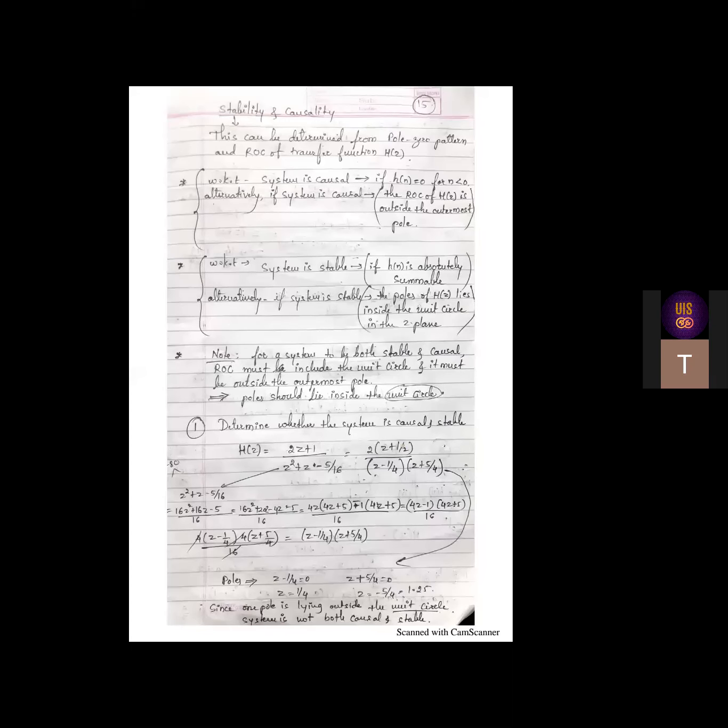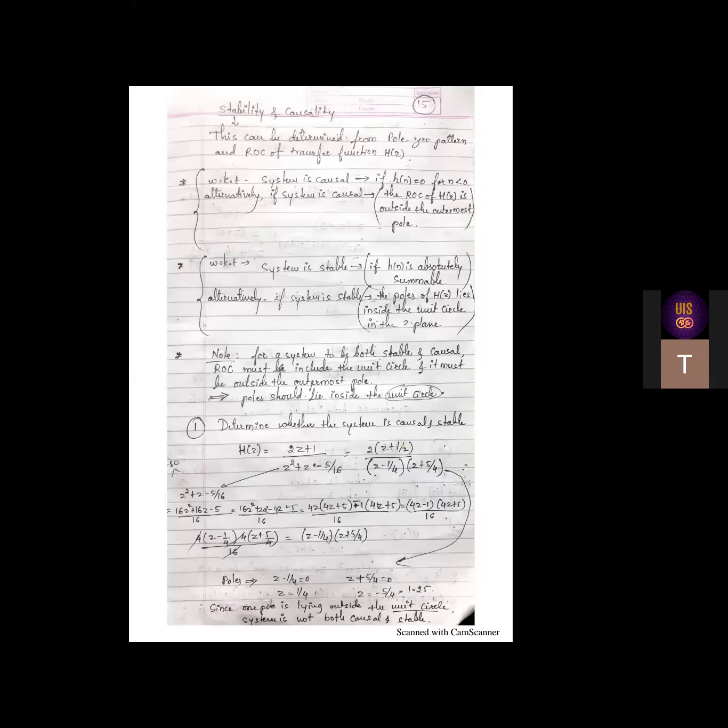Okay, hello everyone. Today we will see the new topic in Z transform, that is stability and causality. These two properties you have already seen in modules 1 and 2, while dealing with the properties of systems as well as while dealing with convolution. There were certain conditions, and depending on those conditions, you used to say whether the system is stable and causal or not.